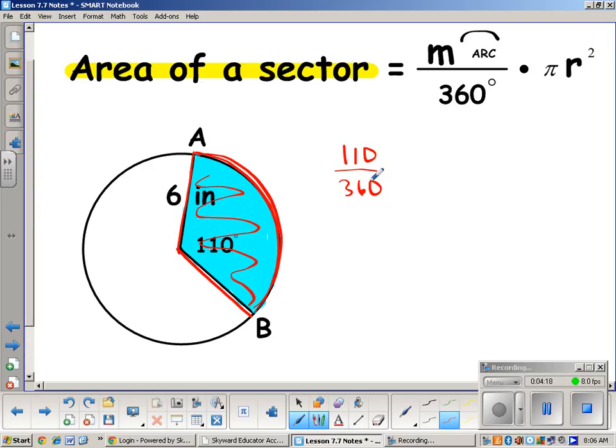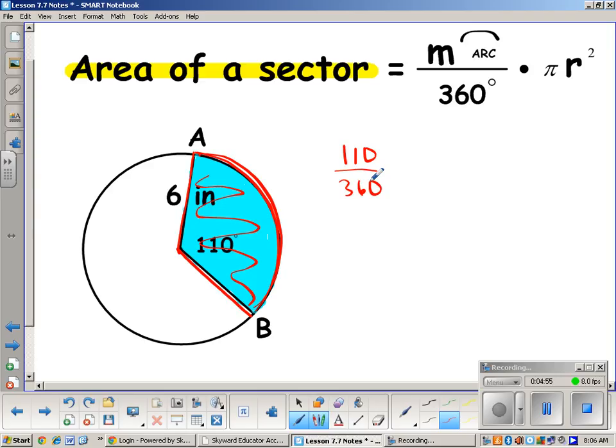Can anybody explain what that does for me? 110 over 360. What does that give me? I don't necessarily mean what number does it give me, but what does it represent? How much area out of the whole circle? Yeah. What fraction of the whole circle are we talking about? We don't want the area of the whole circle, do we? We just want the area of that section right there, which is 110 degrees of the whole 360.